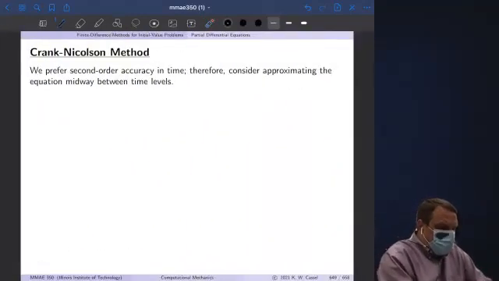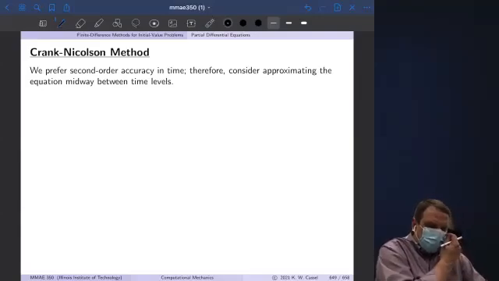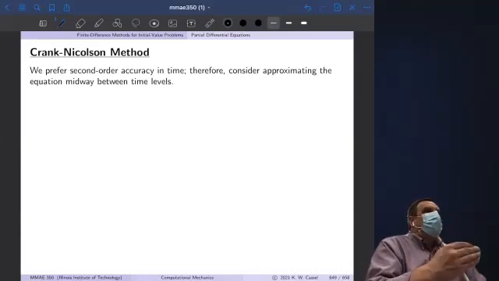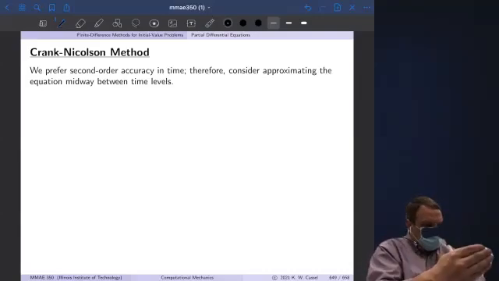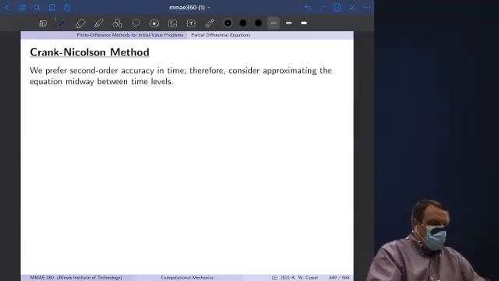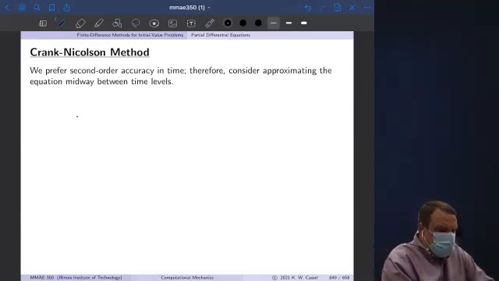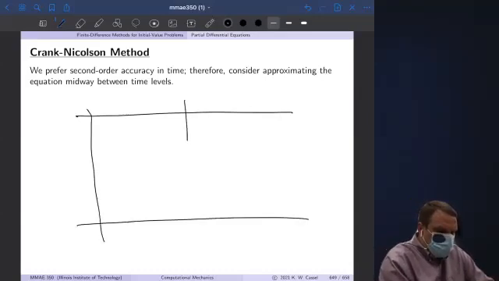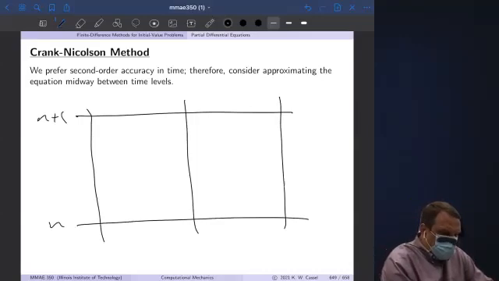Okay, we still have the issue that we had with the ODEs, and that is we only have first order accuracy in time. So explicit, implicit, improve on stability, but we still have lousy accuracy in time. So we go to Crank-Nicolson, just like we did for the ODE case.